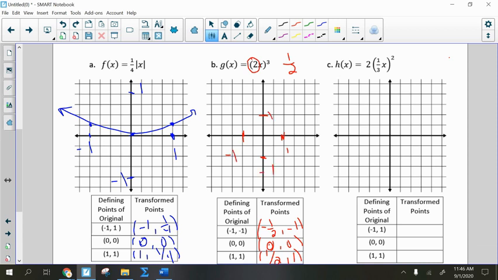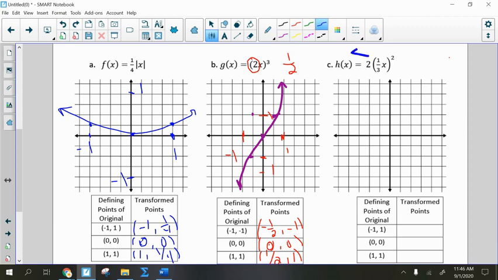All right, try that again. So I have negative 1, negative 1/2, 1. Sorry, negative 1/2, negative 1, 0, 0, positive 1/2, 1. So I have the cubed root function that has been compressed. Okay, I have two transformations going on here. So I have to change both the x's and the y's at the same time.